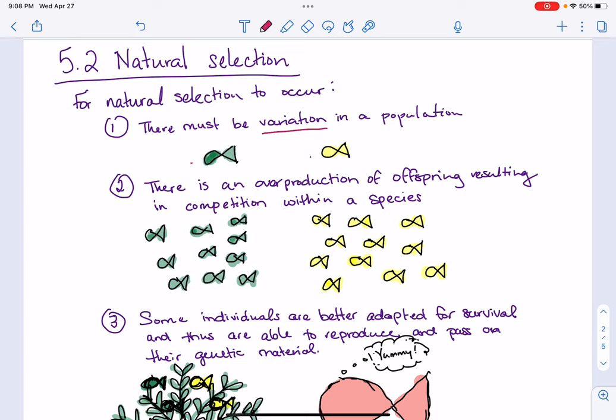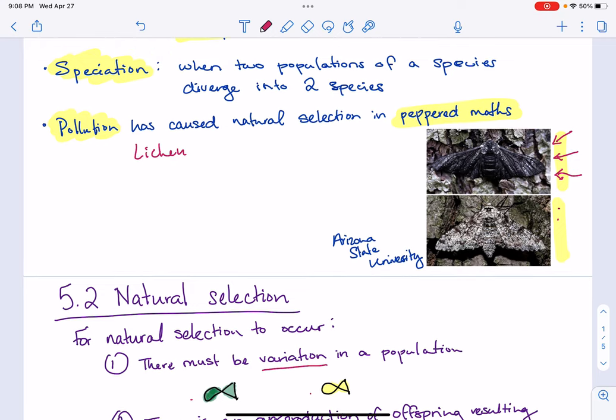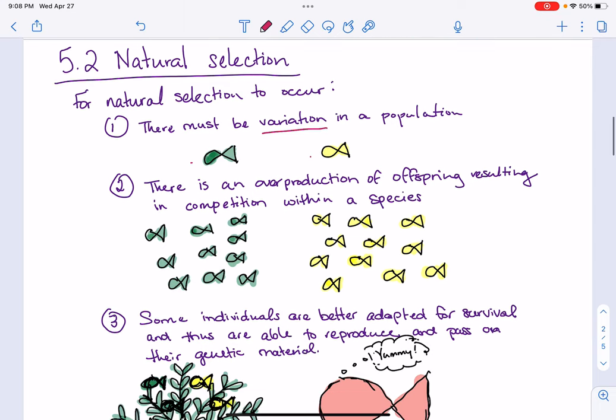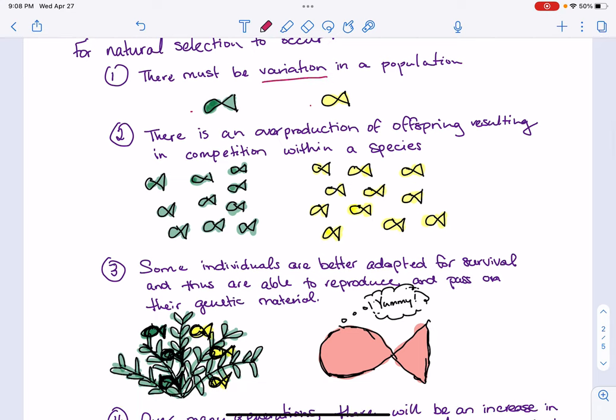But variation could be different heights in a human population. Or for the example back up here with the moths, we have the darker moths and the lighter moths. It could be the size of the beak if we're talking about the Galapagos Island finches. So there has to be variation in a population. The second thing that has to happen is an overproduction of offspring. When there are more offspring than can survive, that means there's going to be competition within the species. There's a competition for resources, and not all of them can survive.